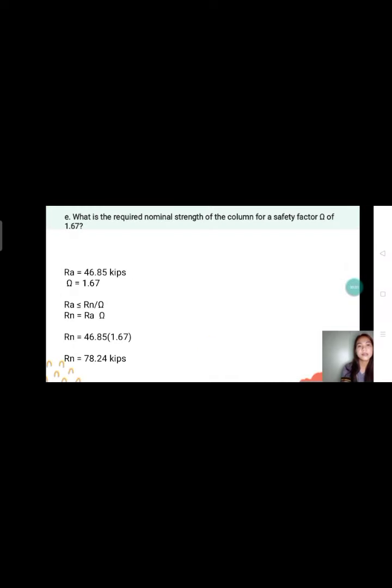Next, letter E. What is the required nominal strength of the column for a safety factor of 1.67? For the design strength, it's equal to 46.85 kips, and the safety factor is equal to 1.67. We only have to use the formula: required nominal strength is equal to the design strength times the safety factor. We only have to substitute its value, 46.85 times 1.67. So the required nominal strength is equal to 78.24 kips.